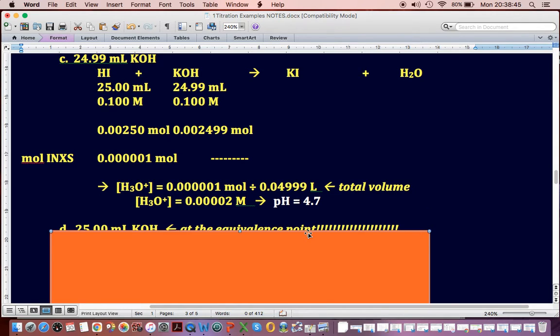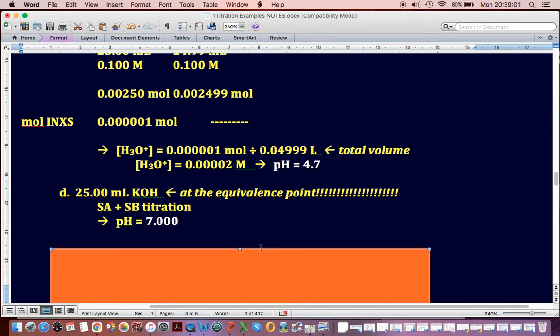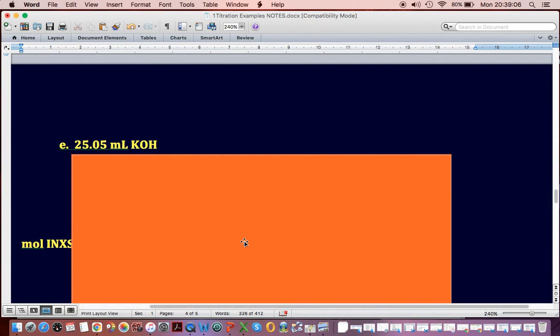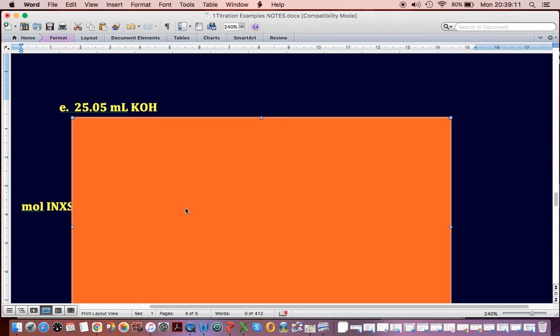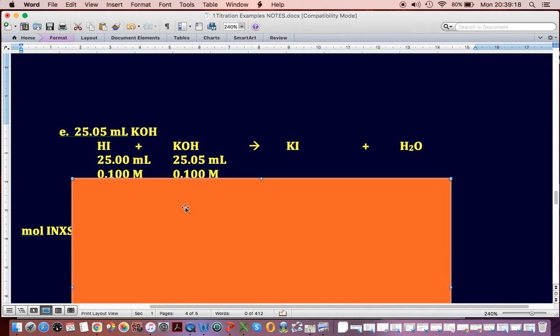D we love. It is so easy because this is a strong acid, strong base titration. We now have equal moles of both the HI and the KOH, and therefore our pH is 7.000 because it's a strong acid, strong base titration. So now we go to our last question, E, and finally the KOH is going to be in excess. So remember, we start with low pH, we got to 3, 4.7, 7. Now we know we're going to be above a pH of 7.